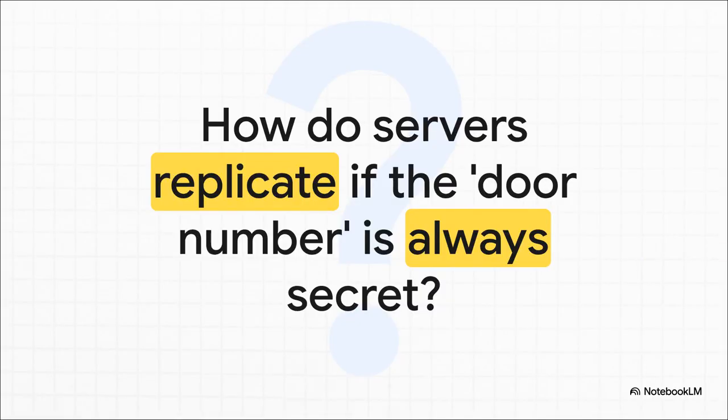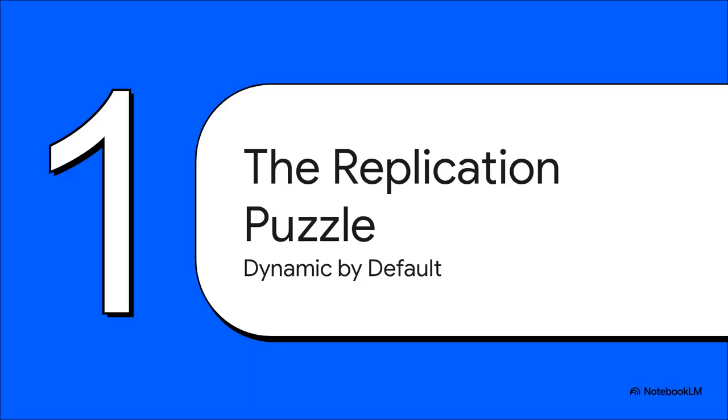So, let's start with the central question. Just imagine for a second you have to deliver a really critical message to a building, but the door number changes every single day. How in the world do you find it? Believe it or not, this is the exact challenge Active Directory faces every time it needs to replicate data. And this really gets us to the heart of the replication puzzle.